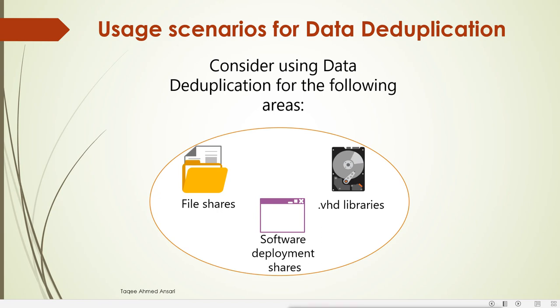Then where we keep virtual disk files, in the directory where we keep the virtual disks, there can also be the same data. For example, we have installed Windows 10 in one virtual machine, and in another virtual machine we have also installed Windows 10, but both are the same, so it will dedupe. So in these VHD libraries where we keep the virtual disks of virtual machines, it can save lots of space, because in virtual machines we store the same kind of operating system. So it can save a lot of space for us.